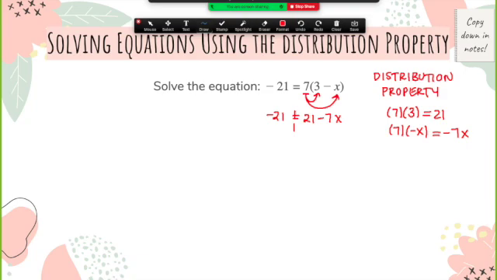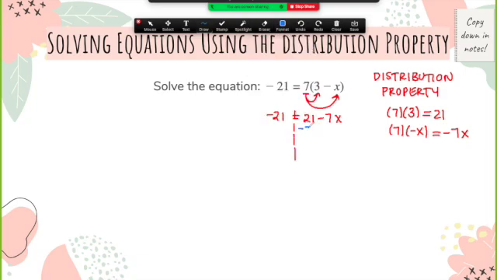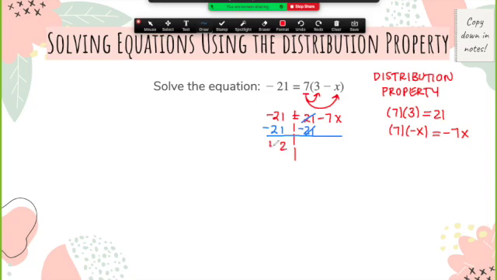So I'm going to cut my equation in half again. I'm going to subtract 21 on both sides so I can cancel out that 21. When I do that, I get negative 21 minus 21. That equals negative 42. Last thing I need to do is just drop down that negative 7x.